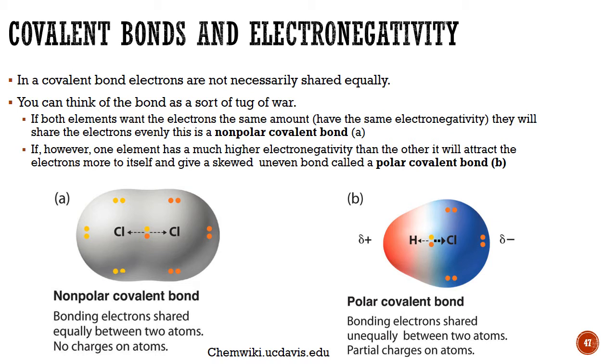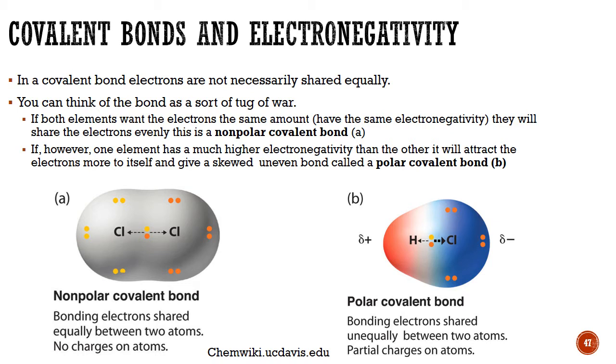If, however, one element has a higher electronegativity than the other, it's going to pull harder on the electrons, move those electrons closer to itself, and by doing that, part of the atom becomes more negative. So if you see on part B, the chlorine has a much higher electronegativity than the hydrogen, which means the chlorine pulls harder on that shared pair. Because chlorine has a bigger pull on those electrons, the chlorine itself is partially negative. Now, it's not a full negative charge like we had with the ionic compounds, but it's partially charged.